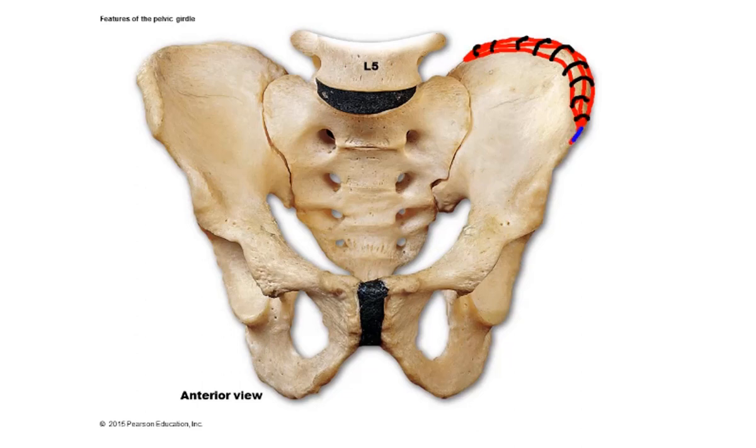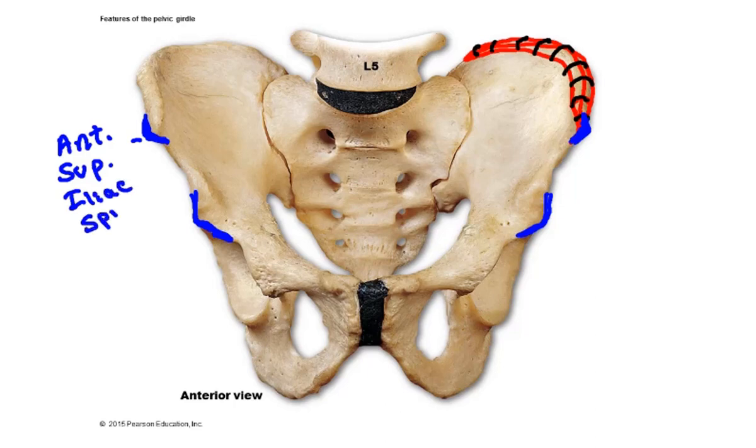Right here where it comes to a point, and I'll do it over here. See this little point that it juts out? And then there's another little point down here. So this is the anterior superior iliac spine. And so this would be the anterior inferior iliac spine.